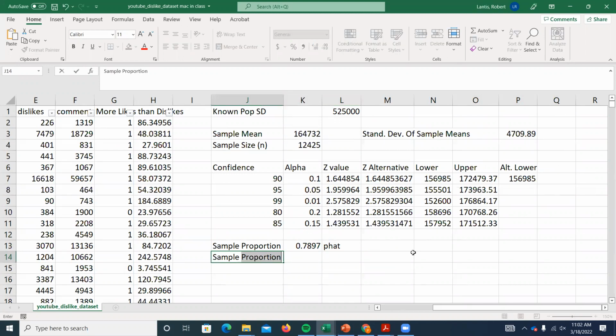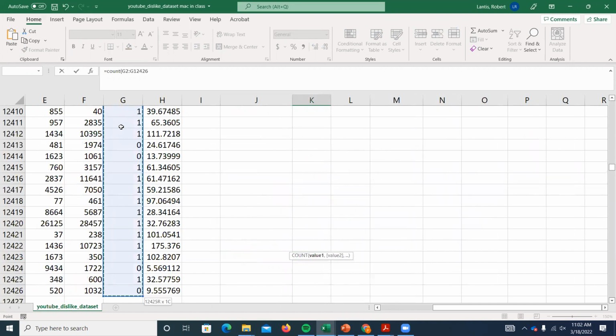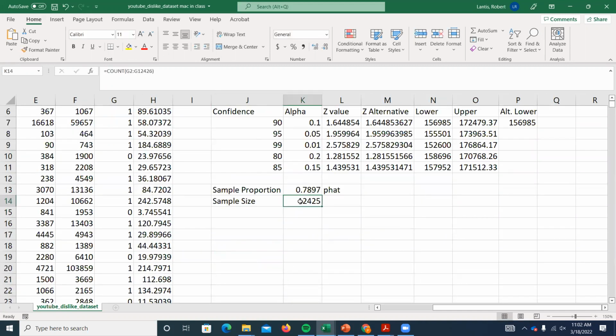We could also find our sample size. Now we already found it last class, just to remember how we were doing this. That was simply using that count function. All the count function does is if you select a variable, so Command Shift on a Mac, hit the down arrow, then hit enter, it'll close the parenthesis for you. And that count function just counts the number of cells that have data in it, right? So that will give us the number of observations.